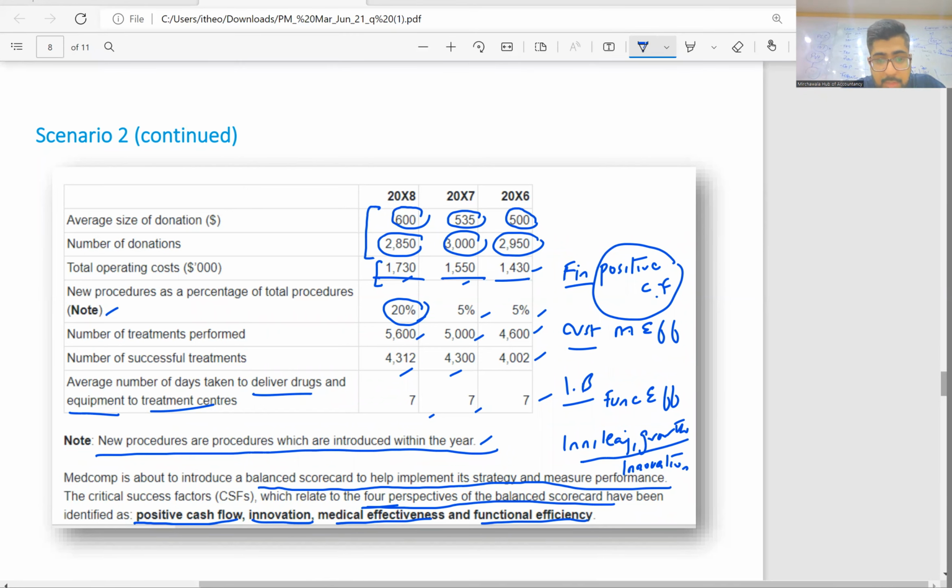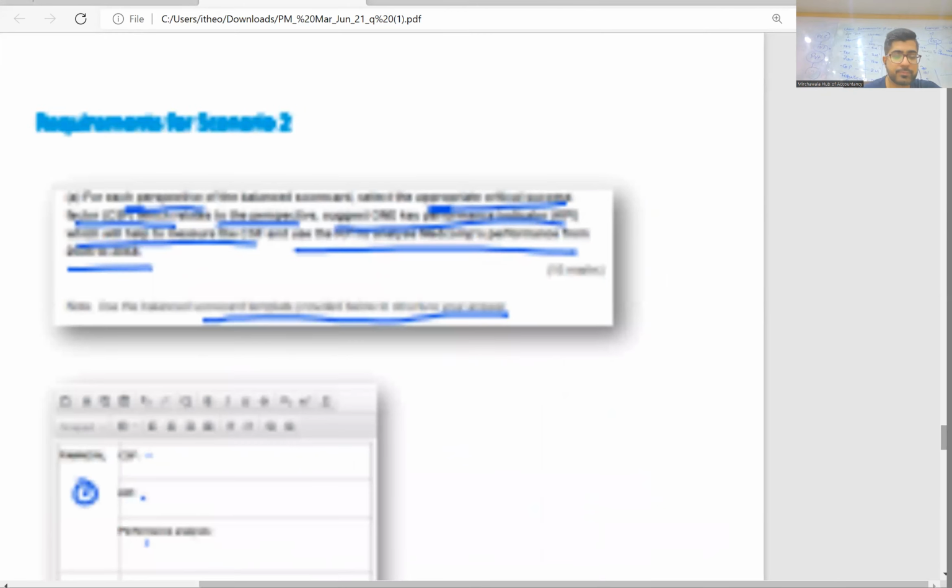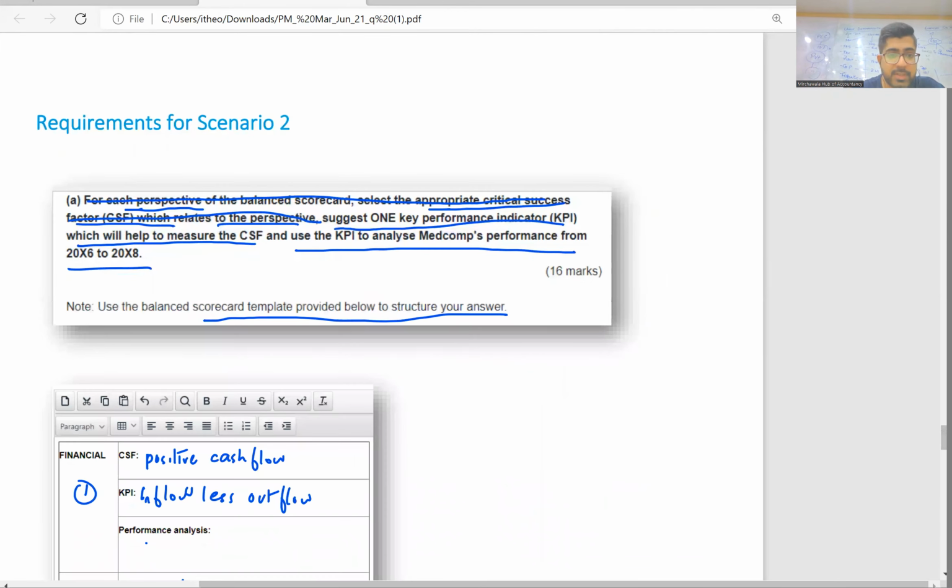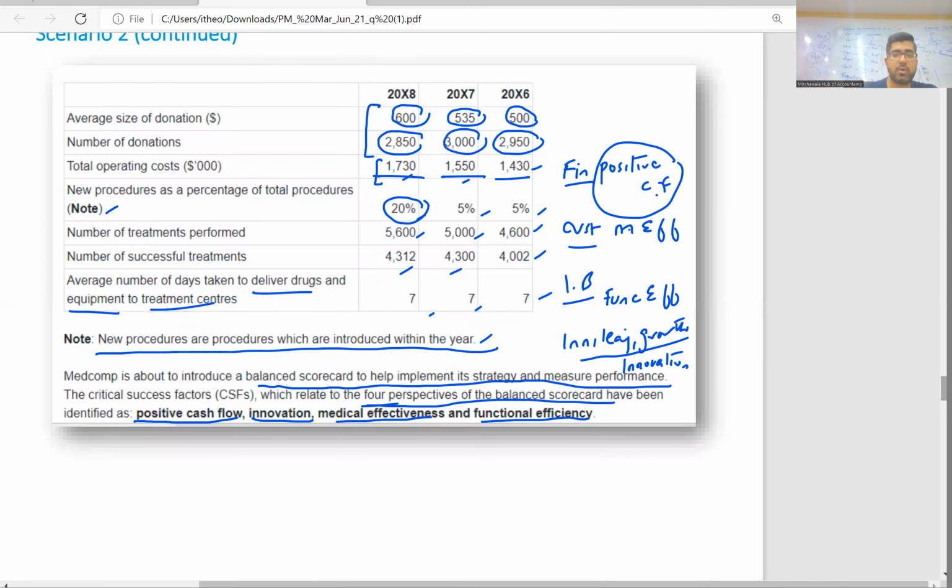Okay. Now the third job which you have to do in this template, performance analysis. Suggest one key performance indicator and use this KPI to analyze performance from 2006 to 2008. So let's focus on innovation first. For the perspective of innovation, the critical success factor was innovation, chosen out of all these 4. The indicator KPI to measure innovation was new procedures as a percentage of total. Now use this KPI to assess performance from 2006 to 2008.